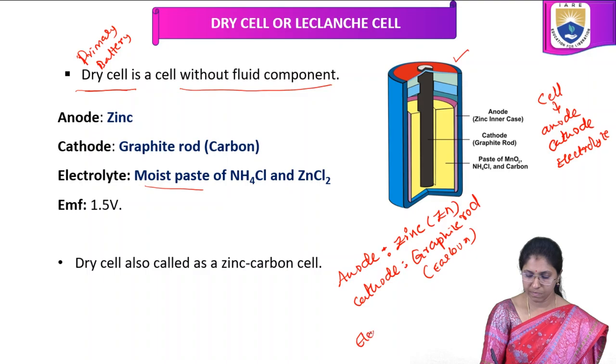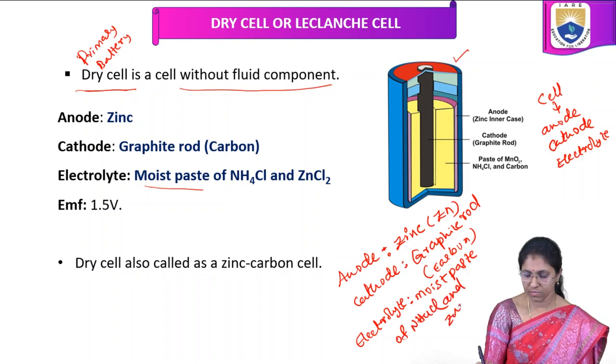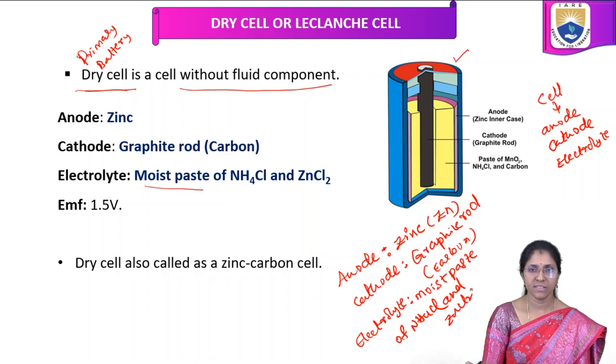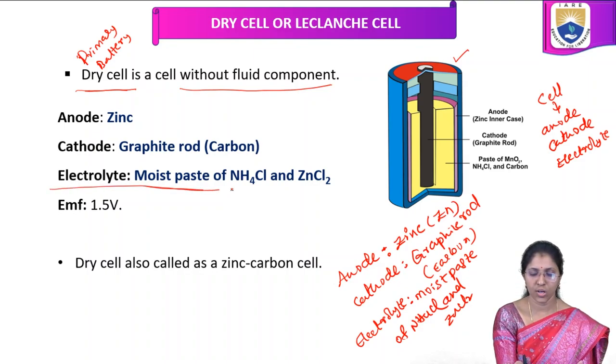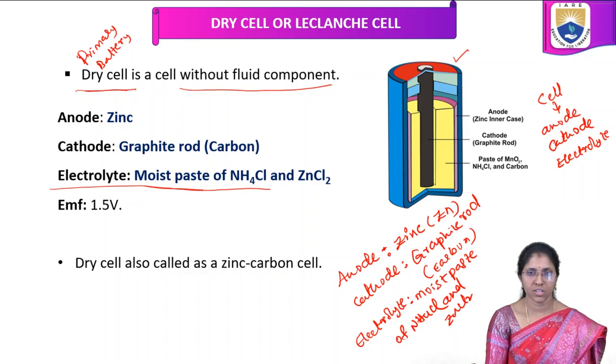And the electrolyte is a moist paste of ammonium chloride and zinc chloride. It has moisture, but it is not in a liquid state. It is in a paste form. So, the electrolyte is a moist paste of ammonium chloride and zinc chloride.